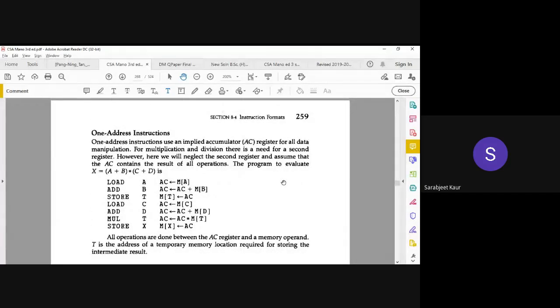So we see, if we had to write down a program to evaluate this expression, how would we do that using one address instructions, that means using the accumulator? Let me copy this expression and do this before you.